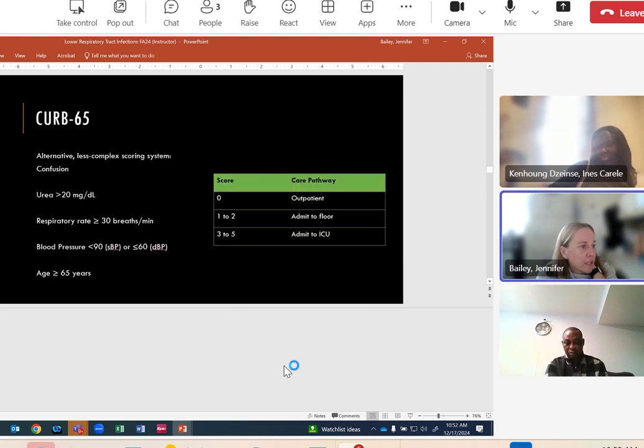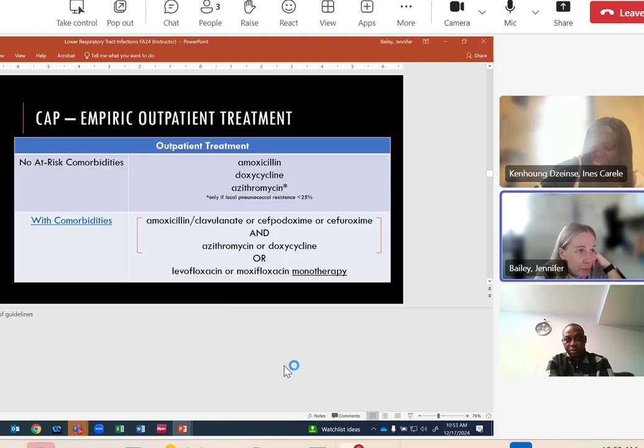Okay, so good. So again, usually the higher the score, the sicker they are, and they will need higher levels of care if they are sicker.